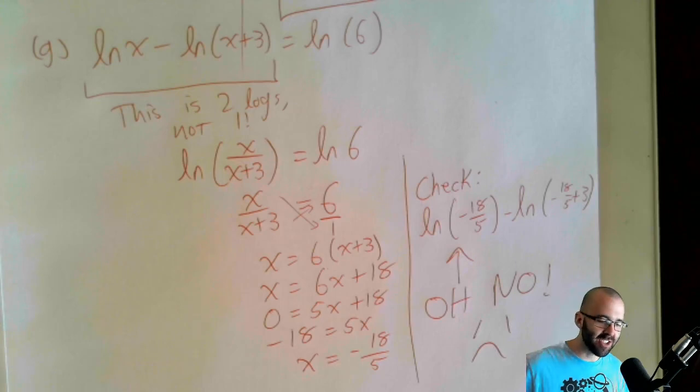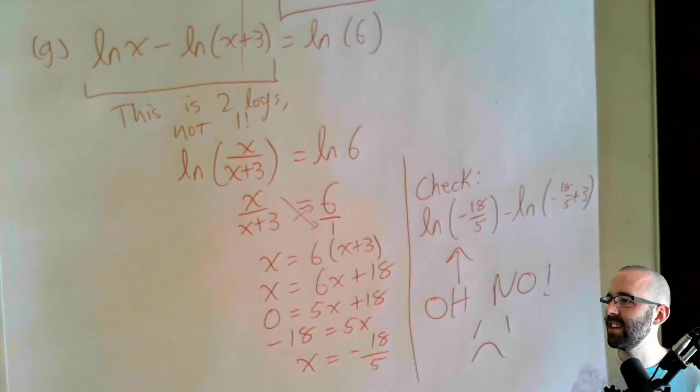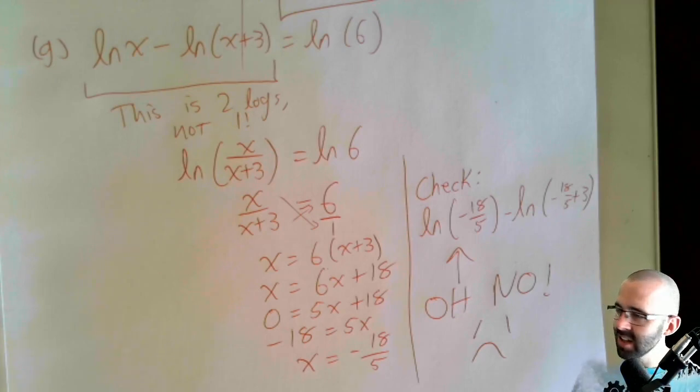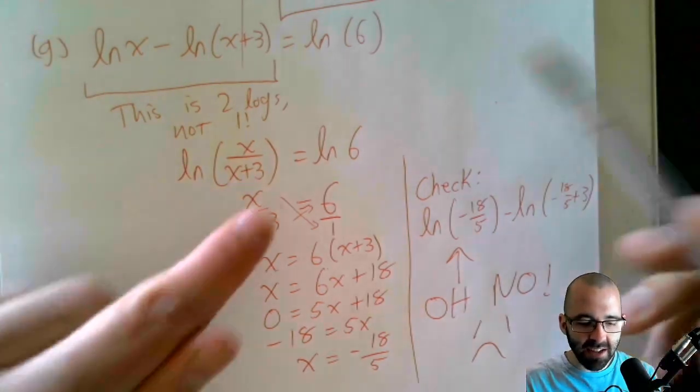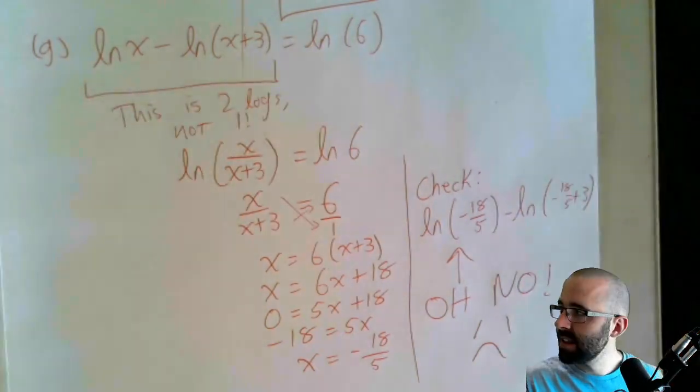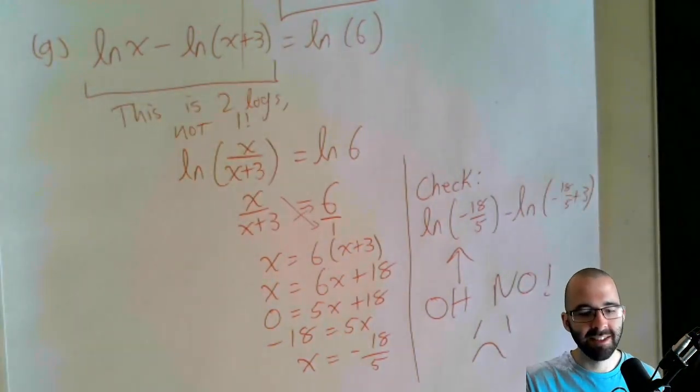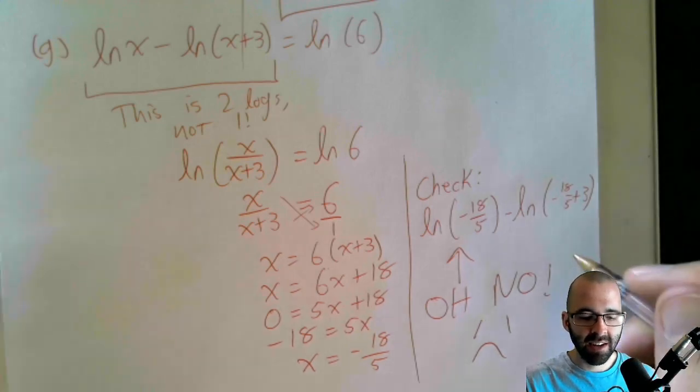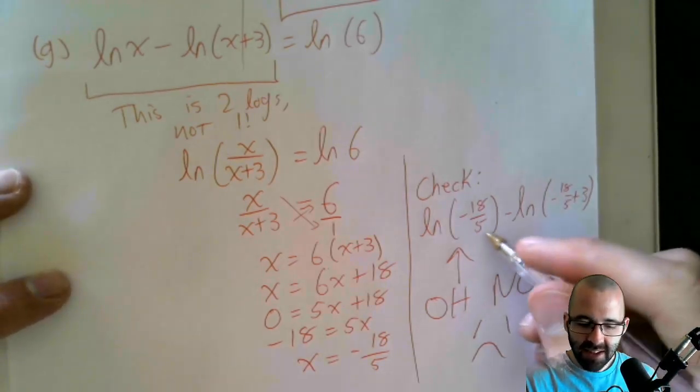Good reminder, Stella. We can't take the natural log of a negative number. You try typing this into your calculator, see if it equals the natural log of 6. You type this into your calculator, it's going to give you a very grumpy face. Okay? This does not exist.